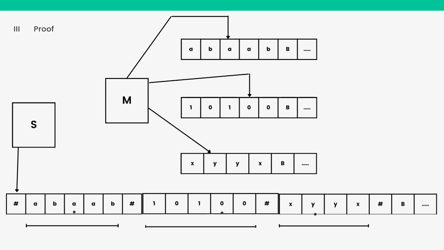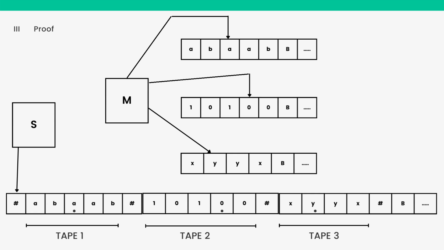So S simulates the effect of k tapes by storing their information on its single tape. It uses the symbol hash as a delimiter to separate the contents of the different tapes. In addition to the contents of these tapes, S must keep track of the location of the heads, and it does so by putting a dot below the appropriate tape symbols. This marks where the head on the tape would be. The figure shows machine S simulating a multi-tape machine M, and we can see that all 3 tapes of the multi-tape machine are converted into a single tape in the standard Turing machine.